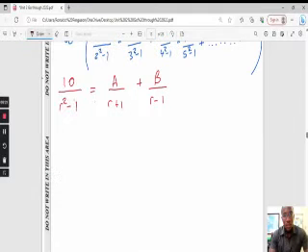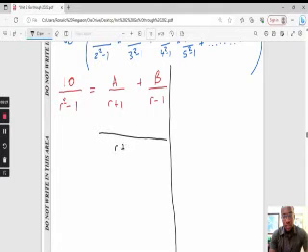That is what we do now. So break it up using partial fractions. That's what we're going to do. Right here, the LCM is r plus 1 times r minus 1. R plus 1 into this leaves r minus 1.